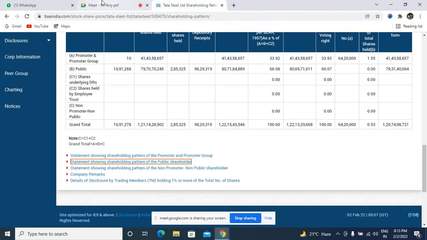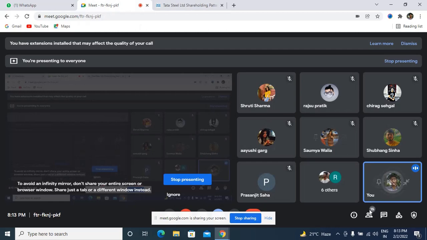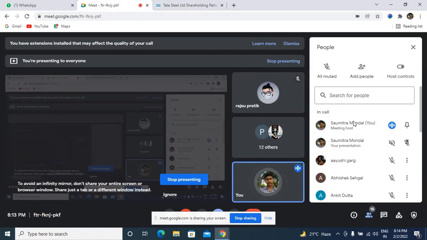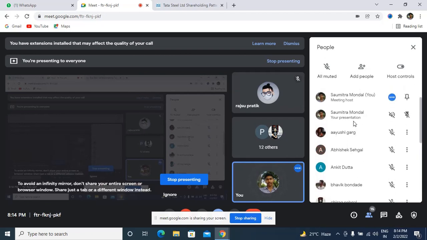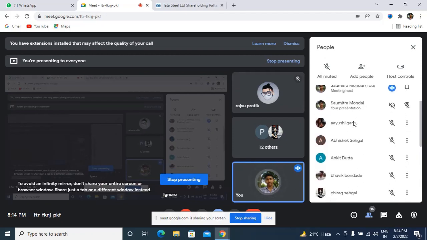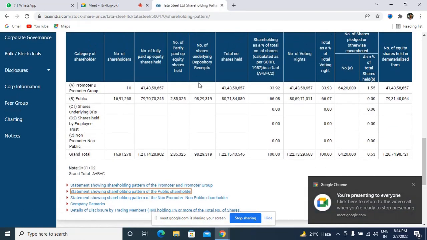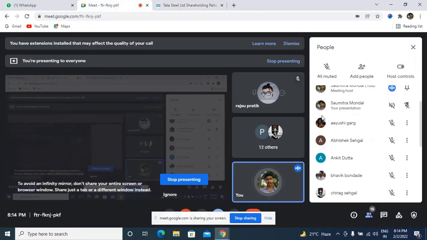Now, what are the companies you are going to work on? And why is it so important? Why do we need this? We need this because we want to understand the current shareholding pattern of these companies. Now this is easily available here, right? So why do I need this? Why am I telling you to put it in an Excel sheet?